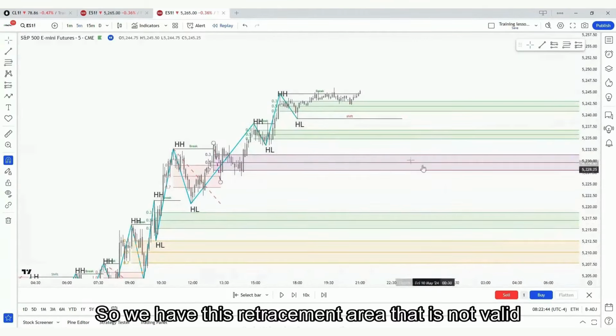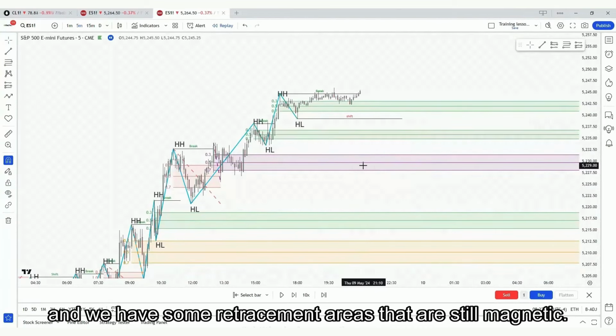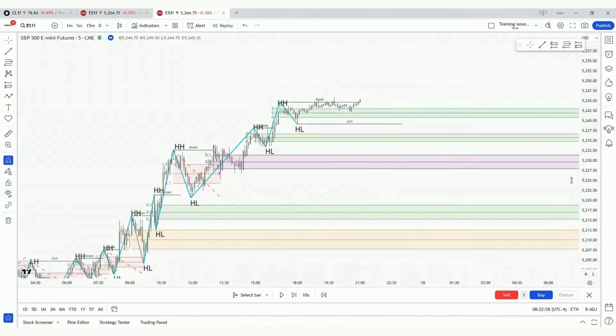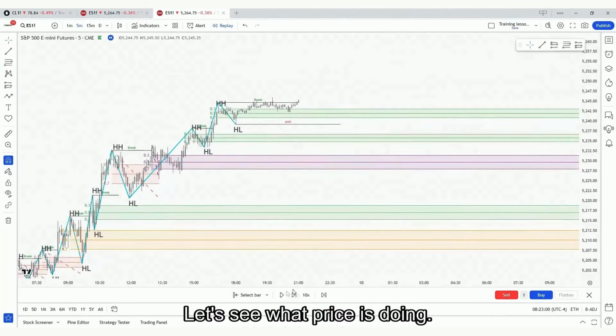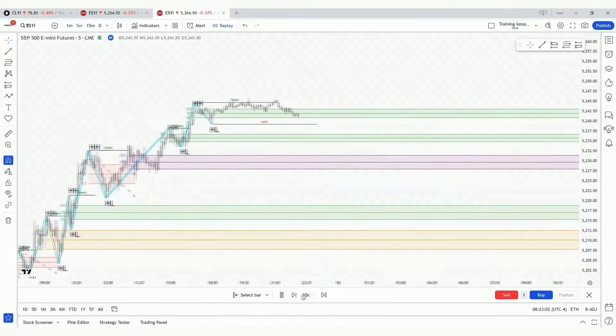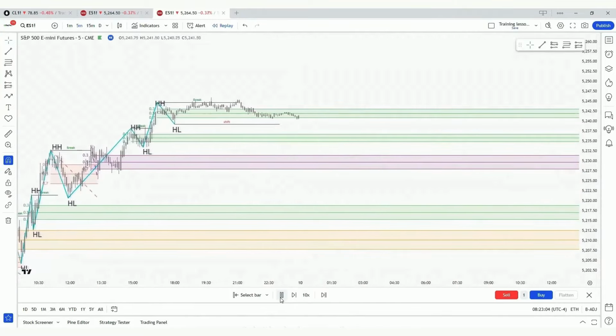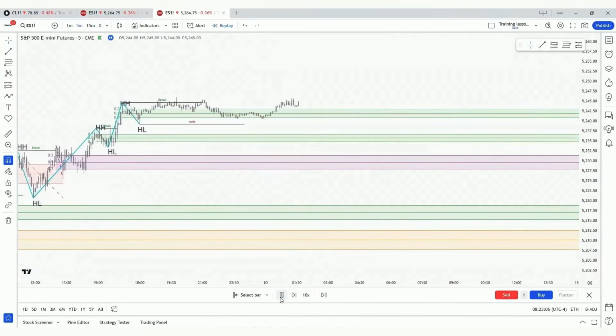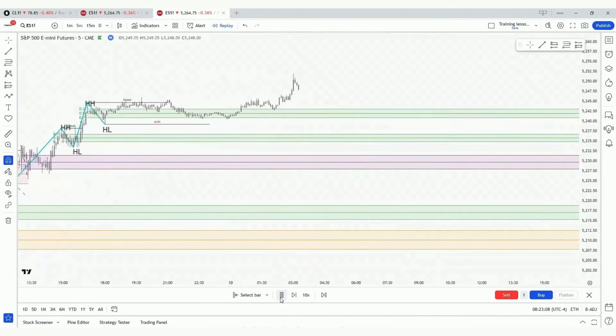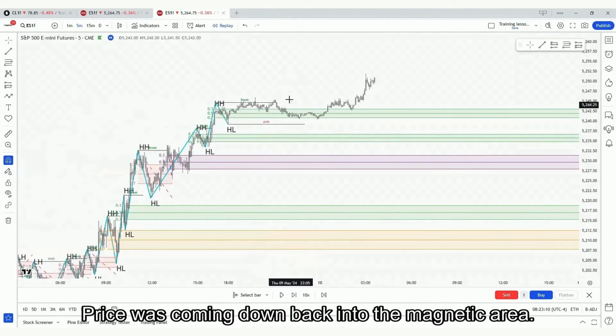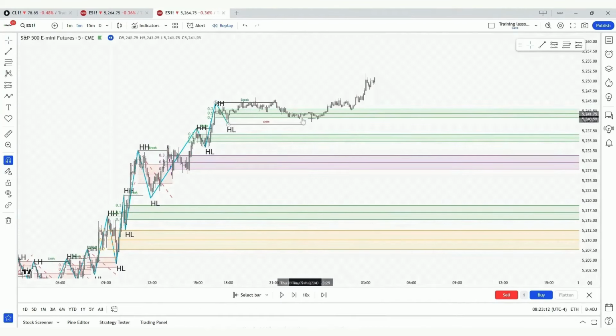So we have this retracement area that is not valid, and we have some retracement areas that are still magnetic. Let's see what price is doing. Price was coming down back into the magnetic area. Let's continue.